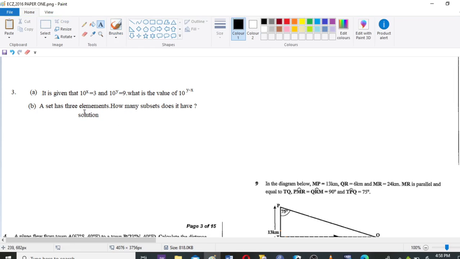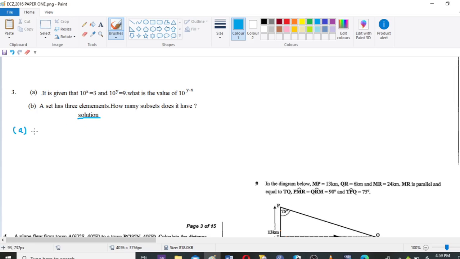That's here. So how do we solve this? The first question, we can start with A. The question is, it is given that 10 to the power x is equal to 3 and 10 to the power y is equal to 9. What is the value of 10 raised to the power y minus x?